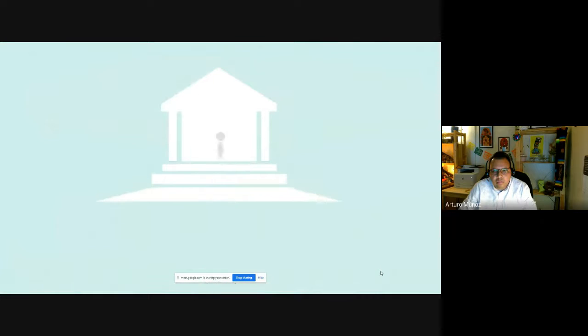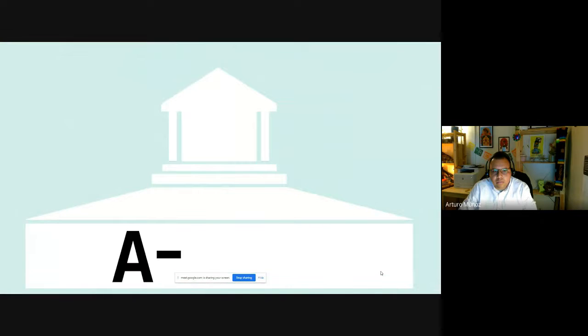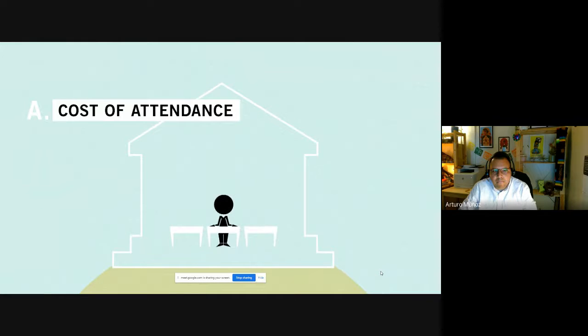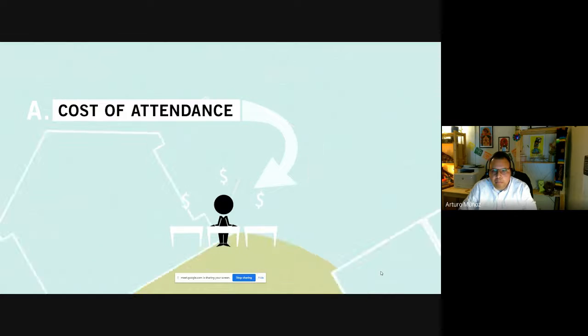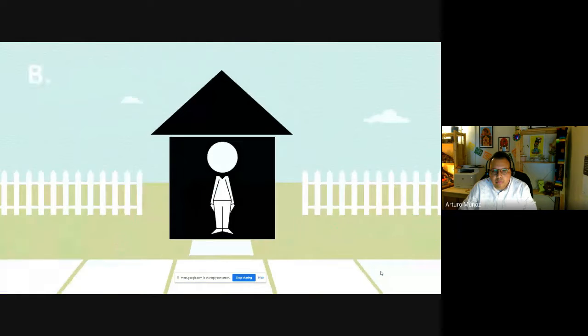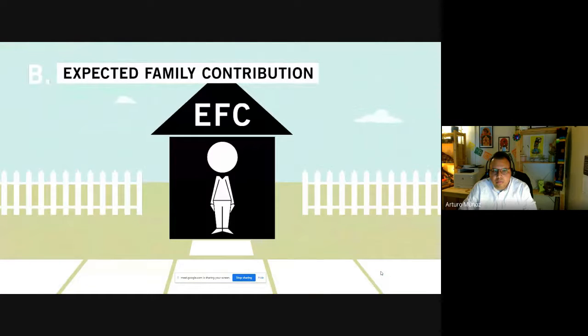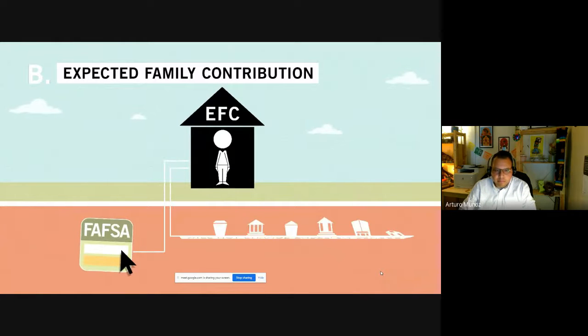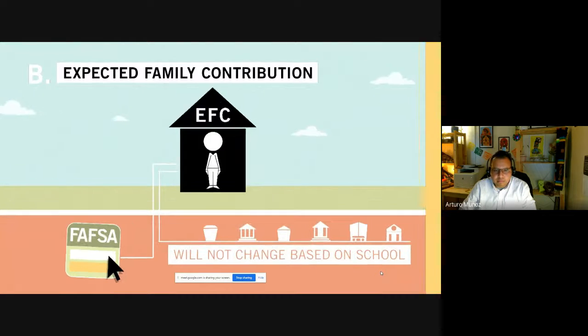Now that you know about the FAFSA, you might be asking, well, how much money will I get? Your college or career school will do the math, and there's a simple formula that they use. First, the college takes your cost of attendance, which is the total amount it will cost you to go to that school. Your cost of attendance will vary from school to school. Then, the college subtracts your expected family contribution, or EFC. Your EFC is based on information provided in your FAFSA and will not change based on the school you attend.